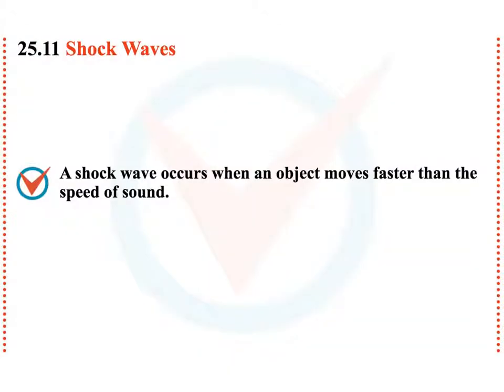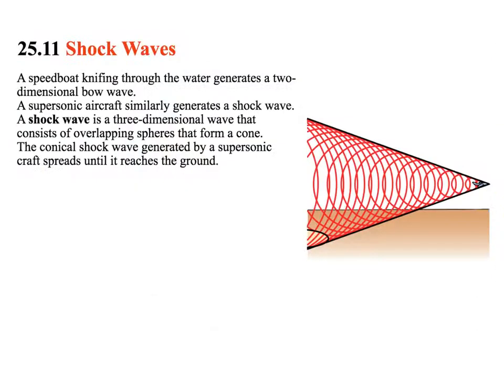Shock waves. A shock wave occurs when an object moves faster than the speed of sound. A speedboat knifing through the water generates a two-dimensional bow wave. A supersonic aircraft similarly generates a shock wave. A shock wave is a three-dimensional wave that consists of overlapping spheres that form a cone. The conical shock wave generated by a supersonic craft spreads until it reaches the ground.